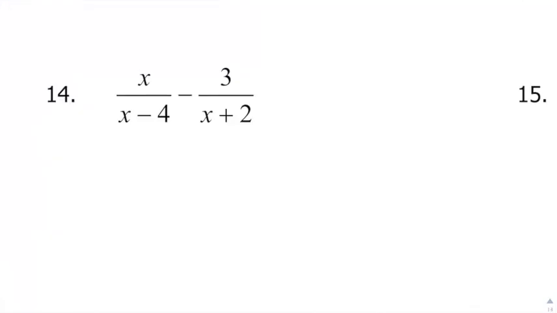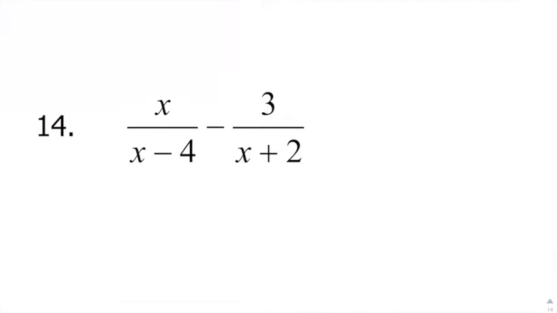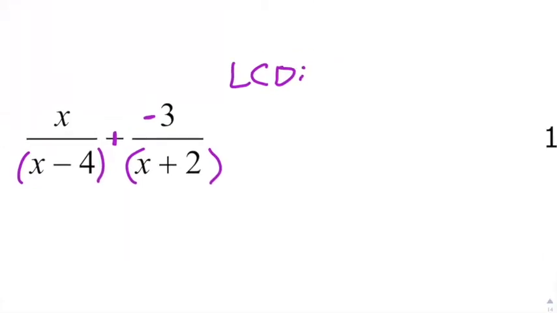Okay, with this next one here, we're going to go and get our LCD. Our LCD in this case, combination of these two binomials here. Notice we got a minus in between, so I'm going to change that to a plus and change that to a negative right there, -3. LCD is going to be x minus 4 and then x plus 2.